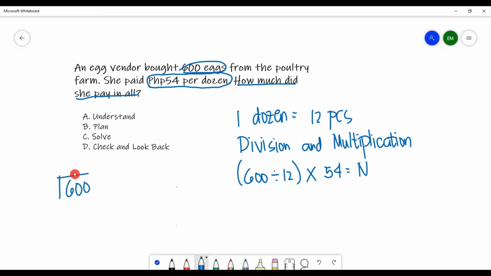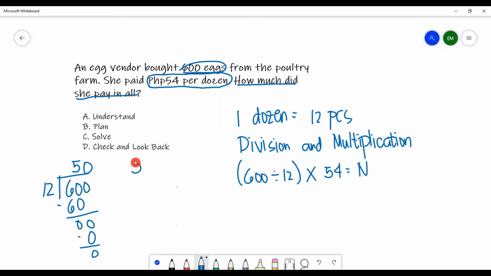600 divided by 12. We have here 60 divided by 12. We have 5. 5 times 12 is equal to 60. 60 minus 60 is equal to 0. We bring down 0 here. 0 divided by 12 is equal to 0. 0 times 12 is equal to 0. And then 0. Therefore, the quotient is 50.